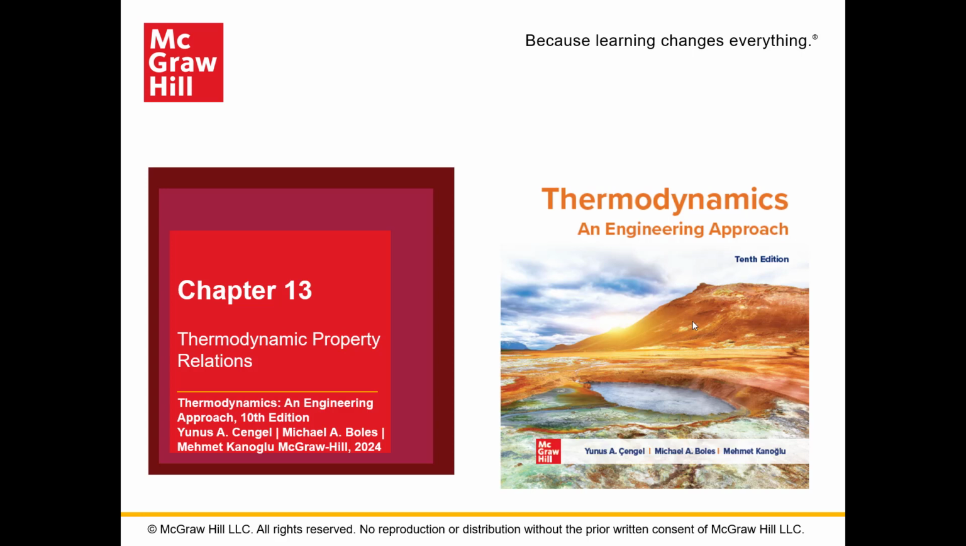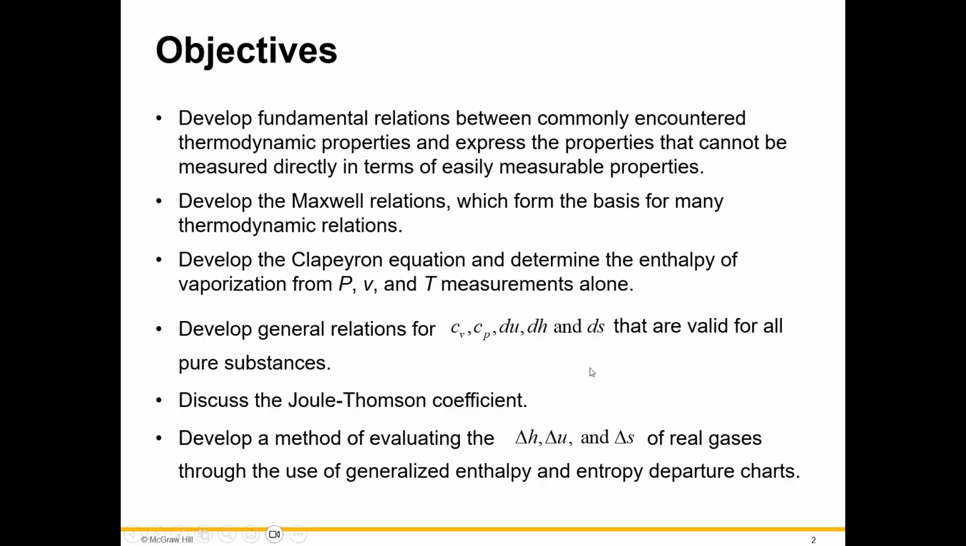Okay, so let's move on to Chapter 13. It's going to cover thermodynamic property relations. Within this, we're going to do just the fundamental relationships between things that we encounter regularly: the PVT, the Cv, Cp, du, change in dh, and of course the ds, change in entropy. And they're all valid, of course, for pure substances.